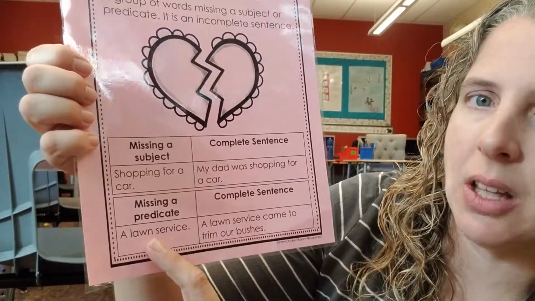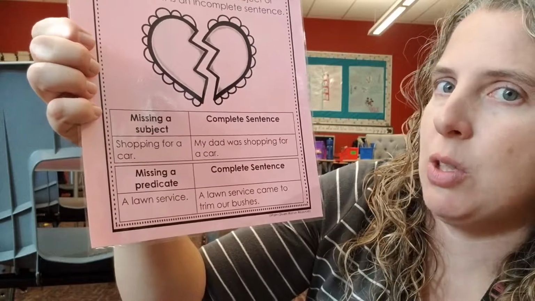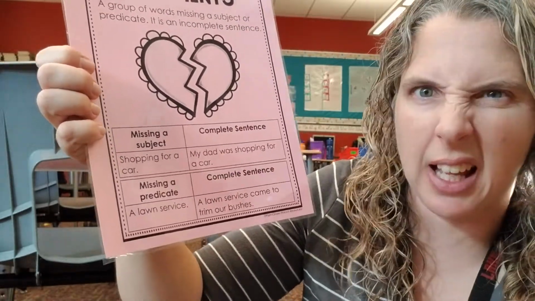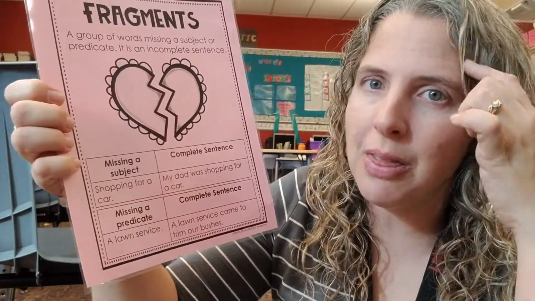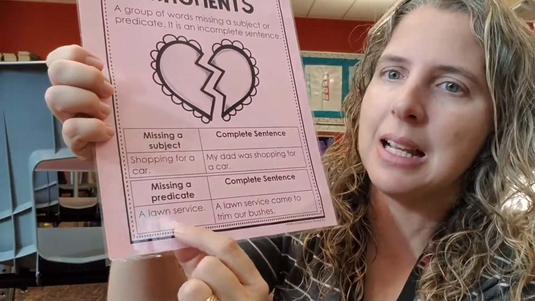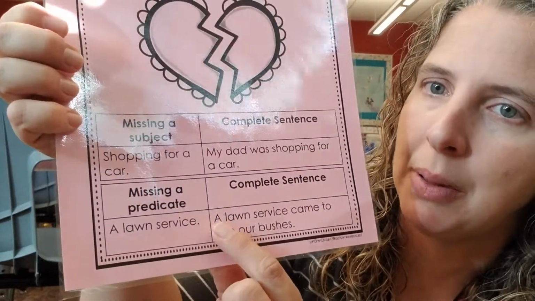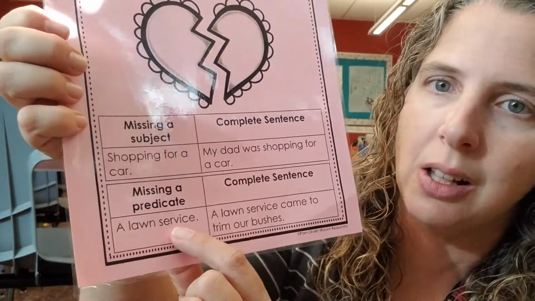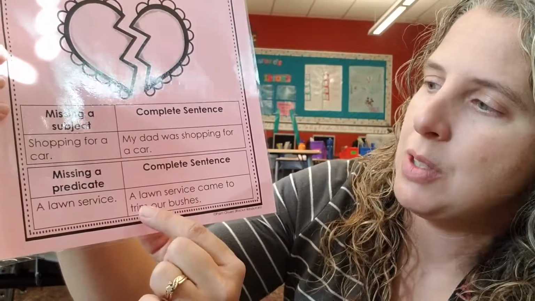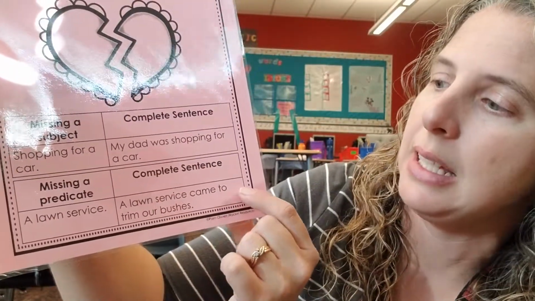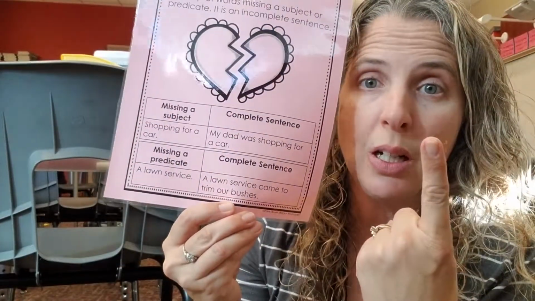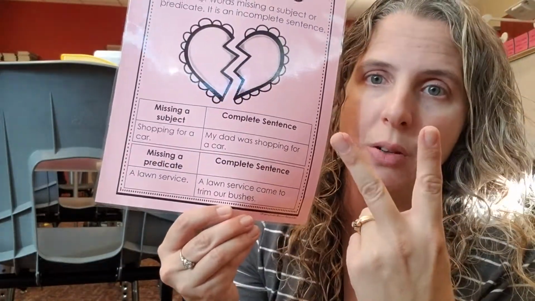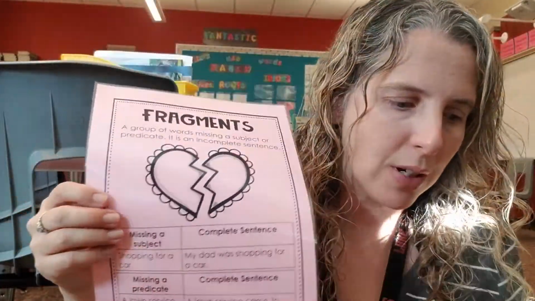This one, a lawn service. We're talking about this lawn service, like a company that mows lawns, but we don't know what they did. You can think that up in your head, but it's not in the sentence. Sentence started with a capital and ended with a period and just said a lawn service. We don't know what they did. So here's the complete sentence. A lawn service came to trim our bushes. That's a complete sentence. It tells you who or what and what they're doing. Okay? So make sure every sentence is complete.